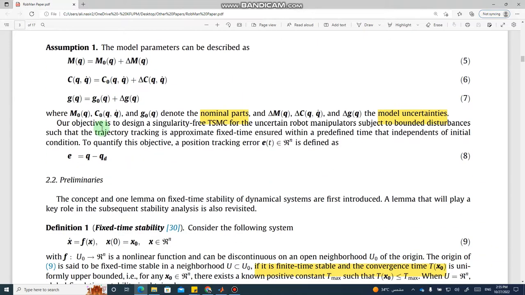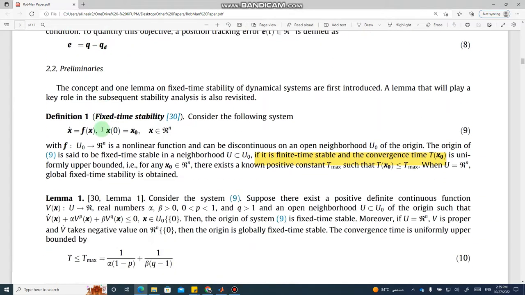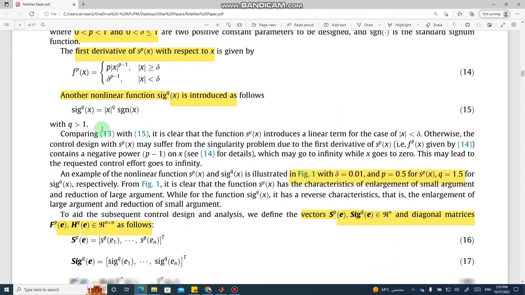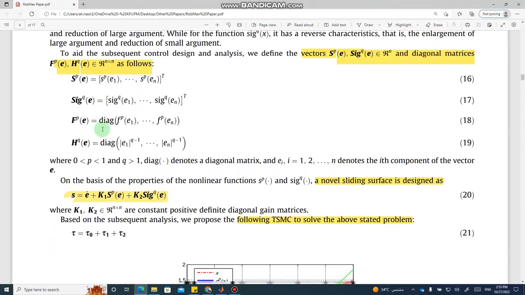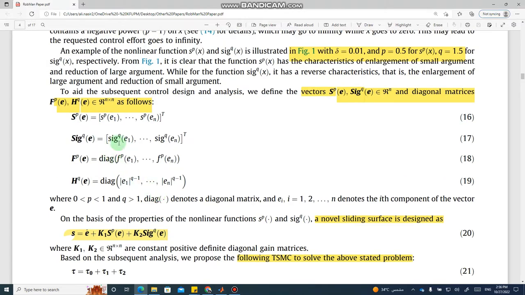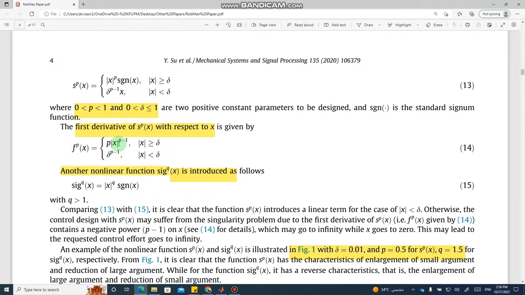The control that has been proposed in this paper is basically this one. This is the sliding surface that has been proposed in the paper: s is equal to the derivative of the error plus k1 times a special function sp of error, and k2 times another special function sig power q of error. So sig power q, this function has been defined here.